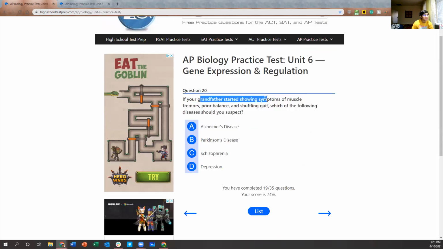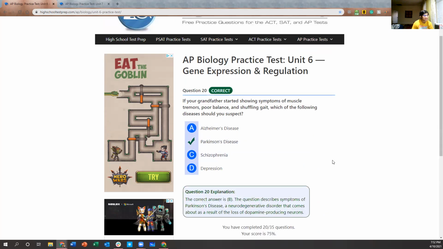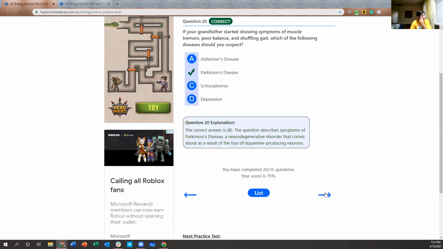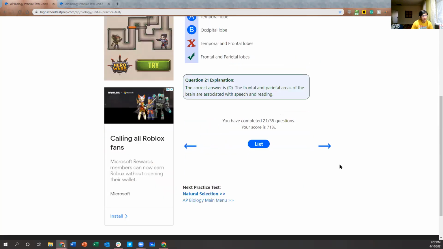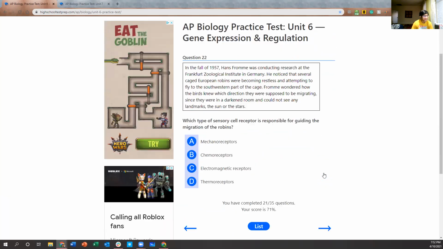Your grandfather started showing symptoms of muscle tremors, Parkinson's probably. Yeah, this is just a common genetic disorder. I don't think you would get questions like that on the AP exam. Individuals suspected of having brain damage, verbal and written communication. We don't need to know brain anatomy, so I wouldn't worry too much about this. Yeah, I really don't know any of these. I'm just taking guesses here.